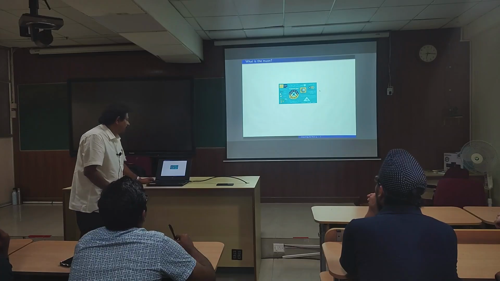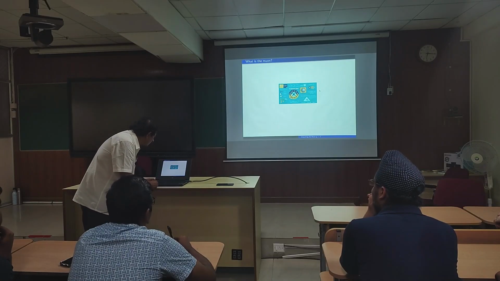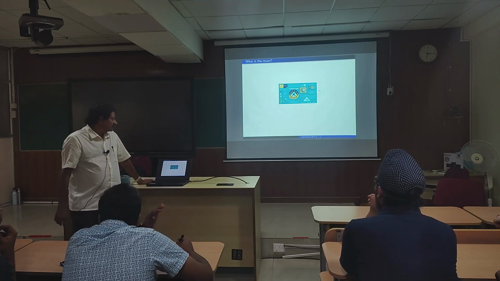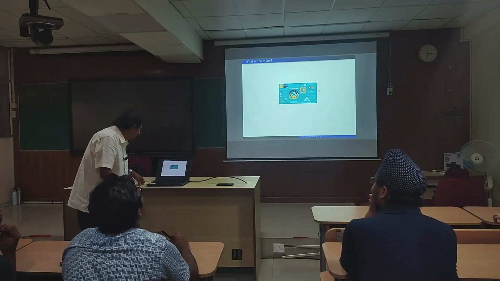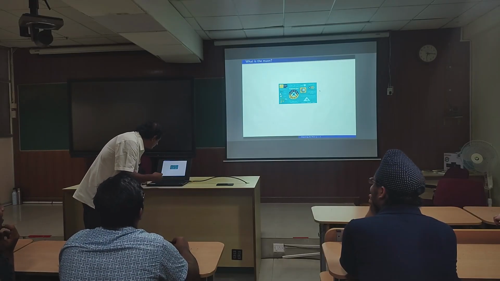So what is a muon? This slide is too small for you to look at. It says that this is the marvelous muon, and I myself can't really read it, but I'll tell you a few words about this.